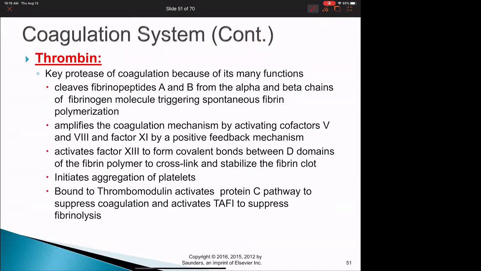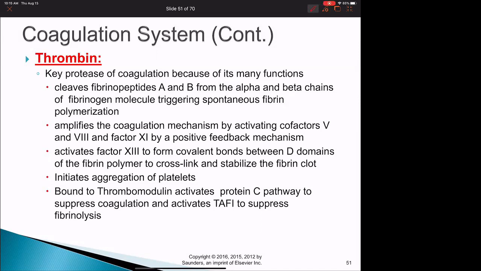So just going back to thrombin, remember I told you thrombin is a very, very important protein, and I asked you to make a big circle around it. So thrombin is a key protease of coagulation, and it has a lot of functions, okay? One function is it cleaves the fibrinopeptides A and B from the alpha and beta chains of the fibrinogen molecule, which will trigger spontaneous fibrin polymerization. I'll show you a picture of that in a little bit.